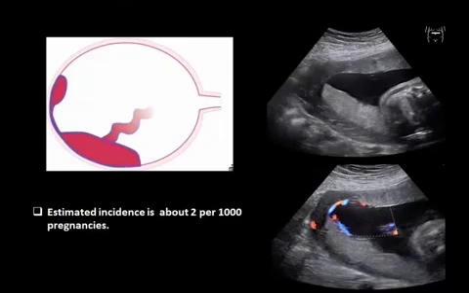A succenturiate lobe is a variation in placental morphology, in which a smaller accessory placental lobe is separate from the main disc of the placenta. There can be more than one succenturiate lobe. The estimated incidence is about 2 per 1,000 pregnancies. By ultrasound it is seen as a smaller separate lobe of similar echotexture to the main placental disc. It is important to establish the location of any connecting vessels, and in particular to look for any vascular connection crossing the internal os, vasa previa.